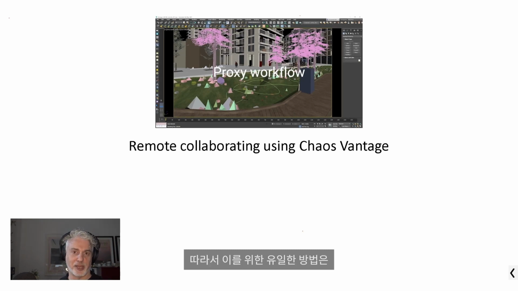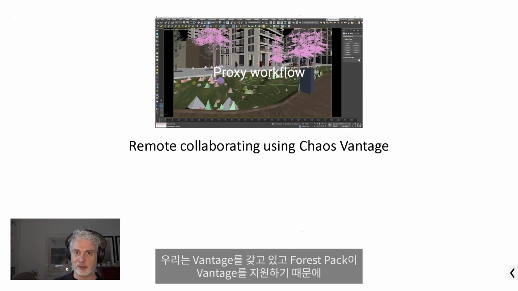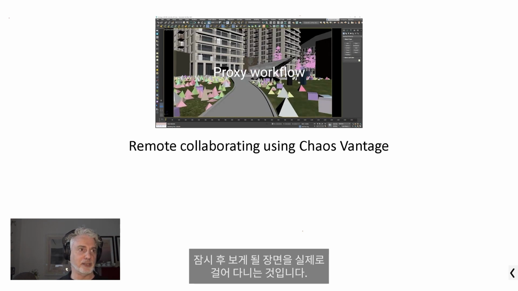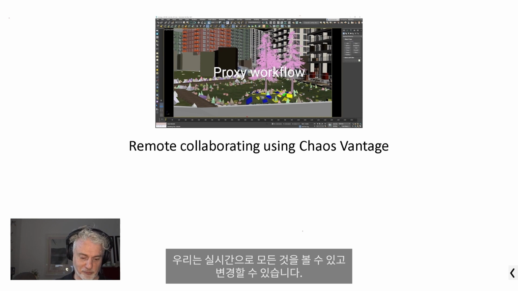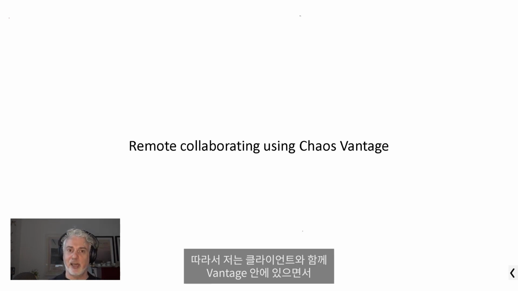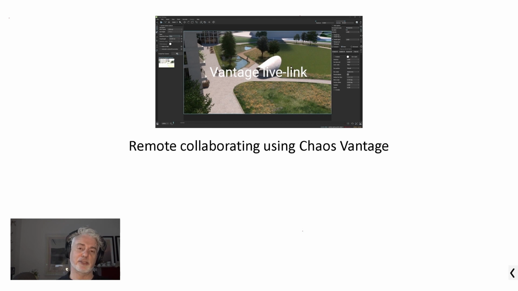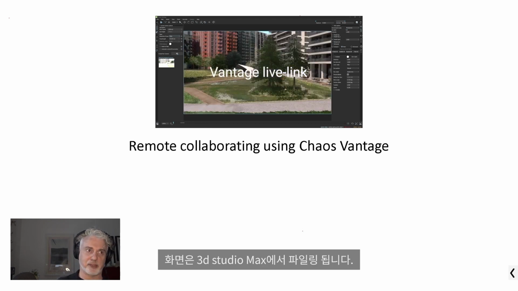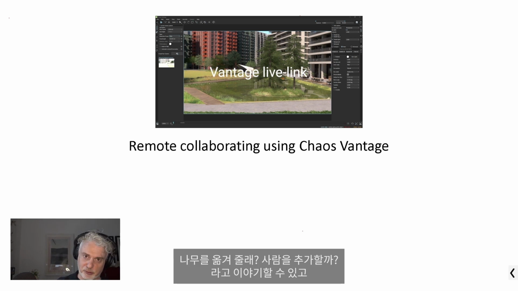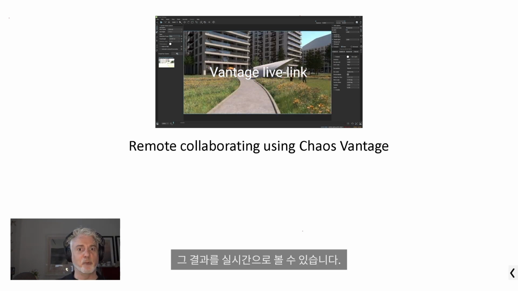The only way to do that, now that we have Vantage and that Forest Pack supports Vantage, is we can actually walk around the scene that you'll see in a second in real time. We can see everything as it should look, and we can make changes. I can be in the Vantage scene with the client, and that scene is file linked from 3D Studio Max. So we could stand in the middle of a park and say to one of my team, who are also on the Slack call, look, can you just move the tree around? Can we add some more people there? And we can see that in real time. So let's demonstrate that to you now.